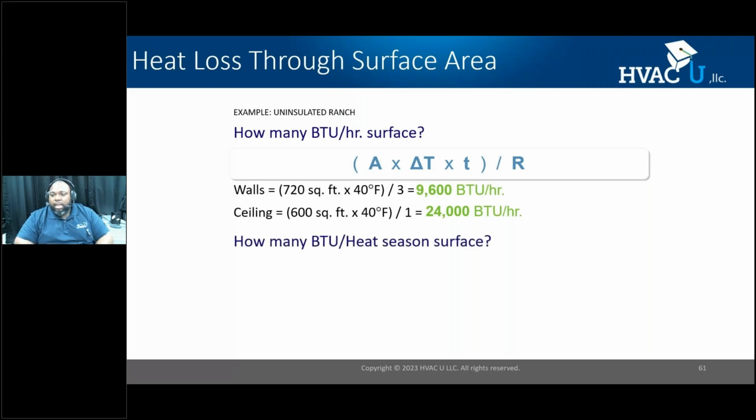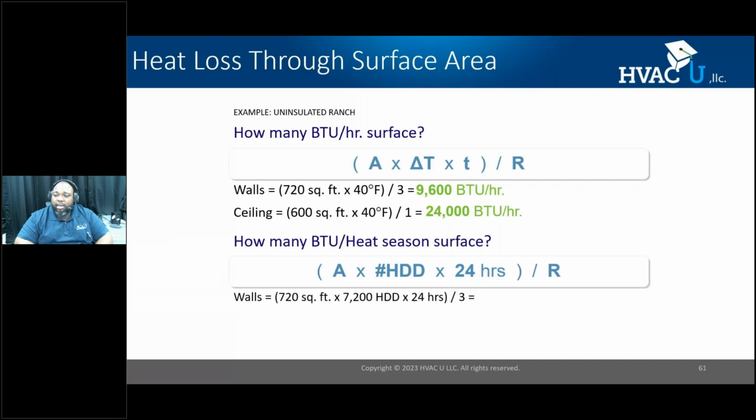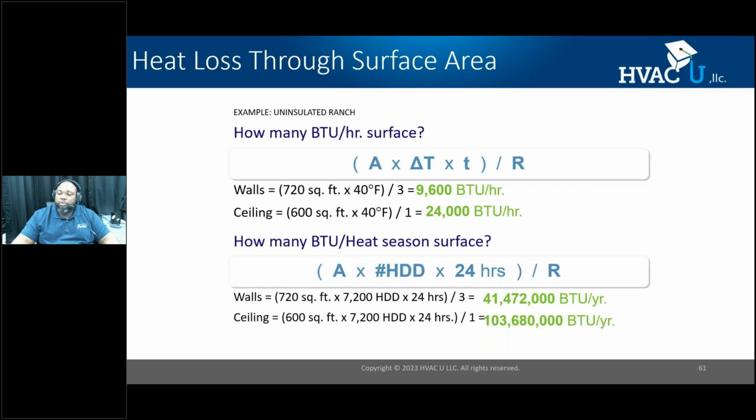Okay? That was the heat loss on the surface. Now let's calculate the air leakage BTU loss. I'm sorry, this is the season. So the BTUs for the season, we're looking at the area times the heating degree day. So 720 times the 7,200 heating degree day times the 24 hours divided by 3, which is our R value for the walls. All right, per season, we're at 41 million BTUs. And for the ceiling, we're a whopping 103 million BTUs for the season. Remember, the seasonal losses are primarily used for energy modeling software to help calculate return on investment and savings, etc.